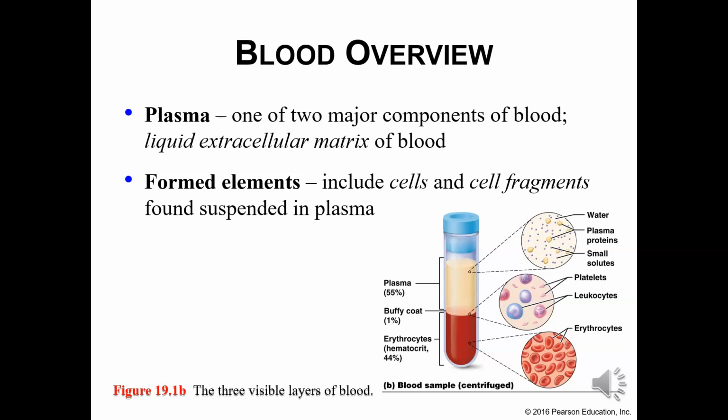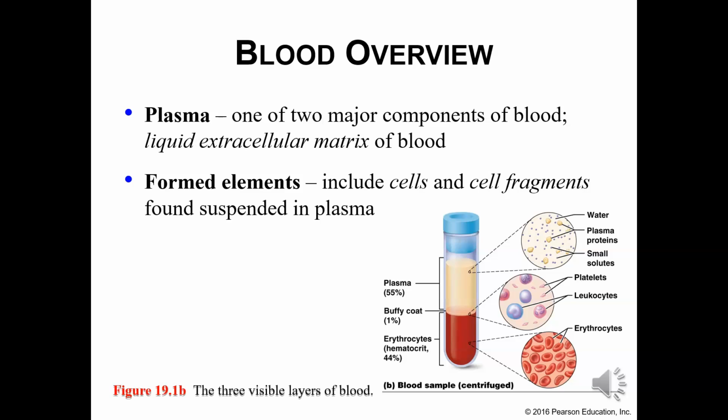This area right here that you see. But as you can see in the inset, the plasma represents water, plasma proteins, and a few solutes like glucose, electrolytes, and minerals. Now, 1% of your peripheral blood will consist of this area here that we call the buffy coat.